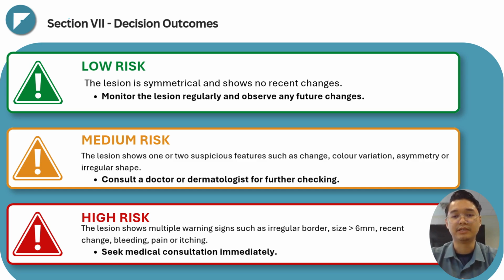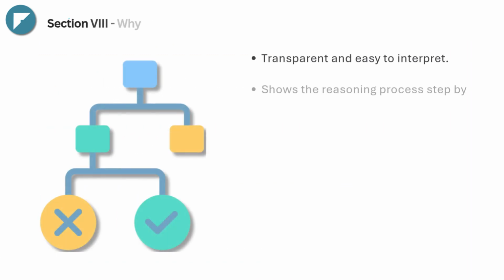For high risk, the lesion shows multiple warning signs such as irregular border, size greater than 6 mm, recent change, bleeding, pain, or itching. You must seek medical consultation immediately.